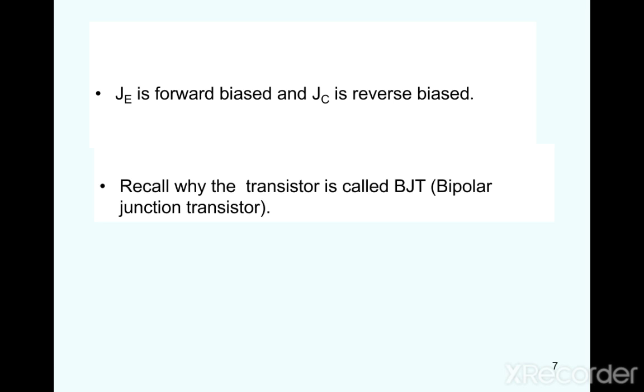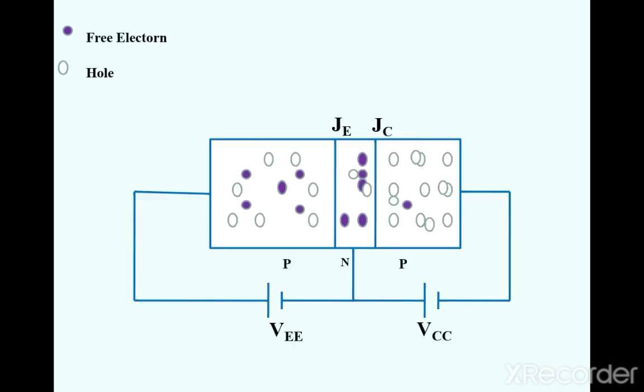So JE is forward biased and JC is reverse biased. That is why this transistor is called a BJT. Why? Because it contains two junctions. That means we call this transistor a bipolar junction transistor. Let us see how the hole and electron recombination takes place.